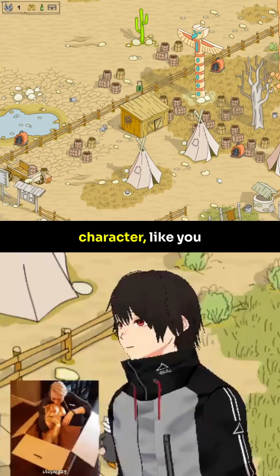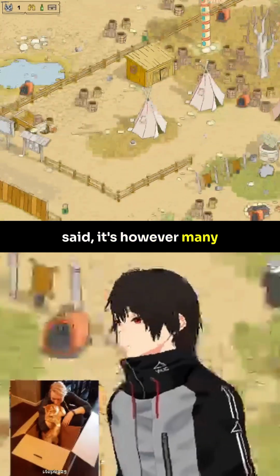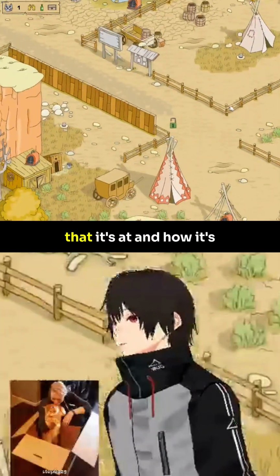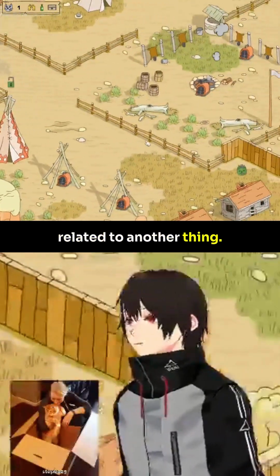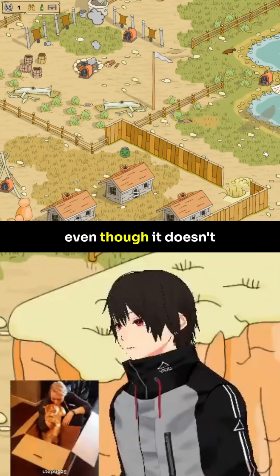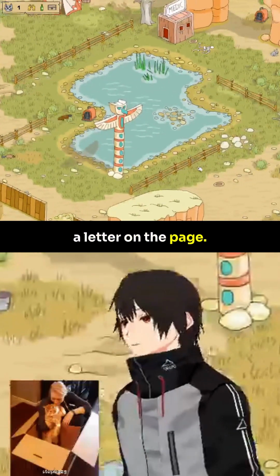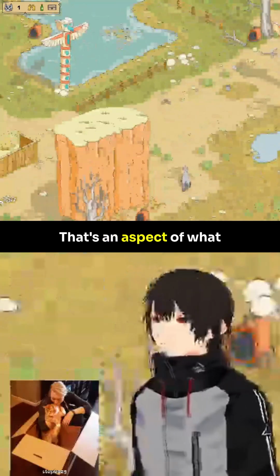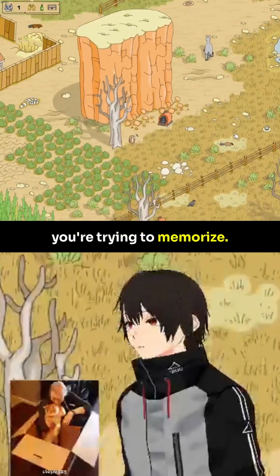Whereas a Chinese character, like you said, it's however many strokes. And not only the stroke, but you've got to remember the angle that it's at and how it's related to another thing. And each of those is sort of like a letter, even though it doesn't explicitly look like a letter on the page. Yeah. It's an aspect of what you're trying to memorize.